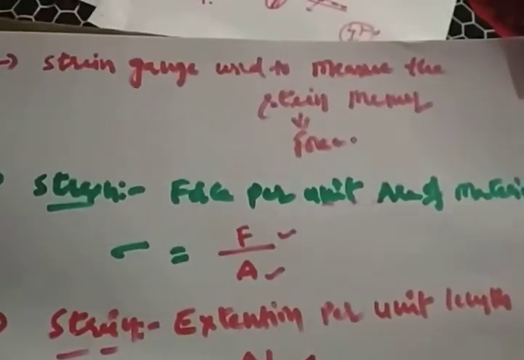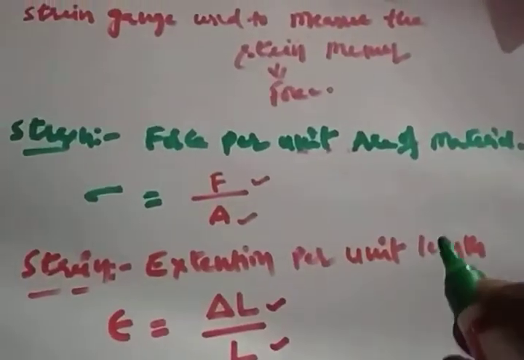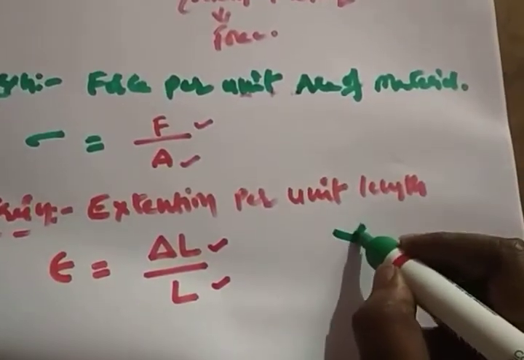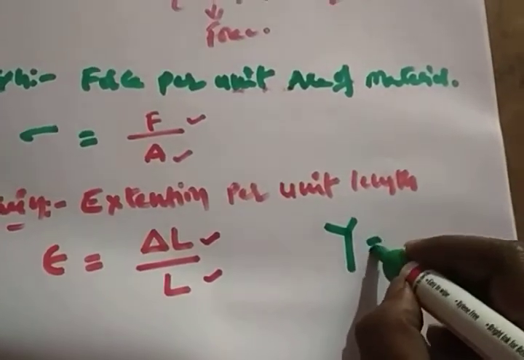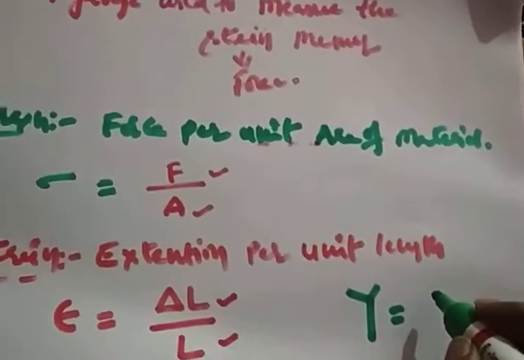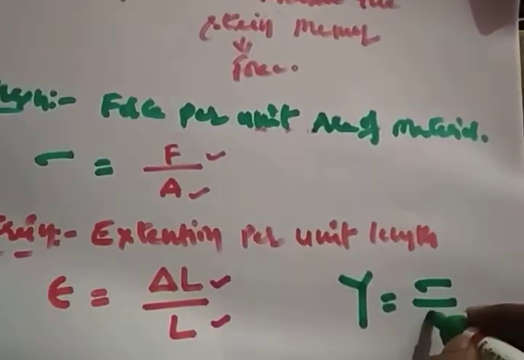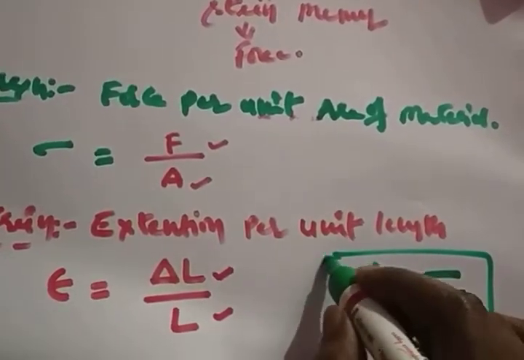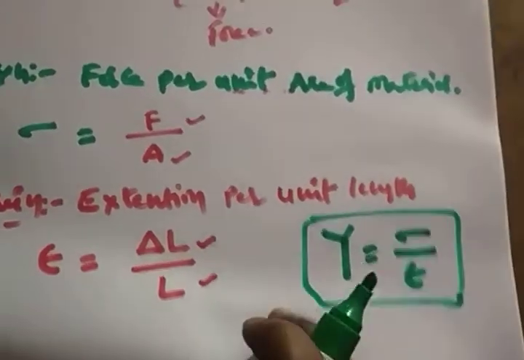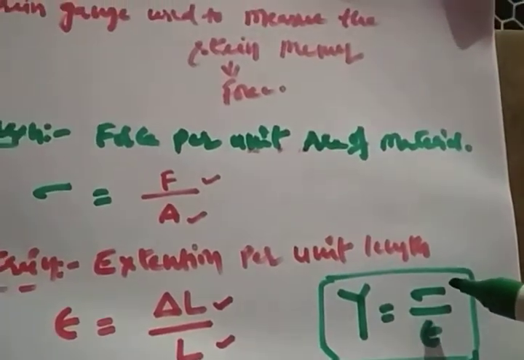Alright. So what is the relation between stress and strain? There is one formula, denoted by Young's modulus. So what is Young's modulus? It is denoted by sigma by epsilon. So the relation between stress and strain is nothing but Young's modulus, that is stress by strain. Right? So these definitions are enough before going to know the strain gauge.